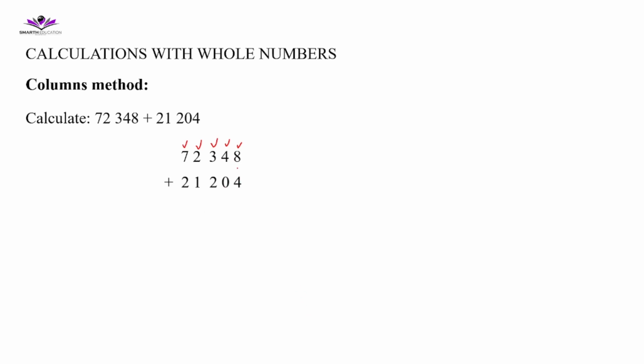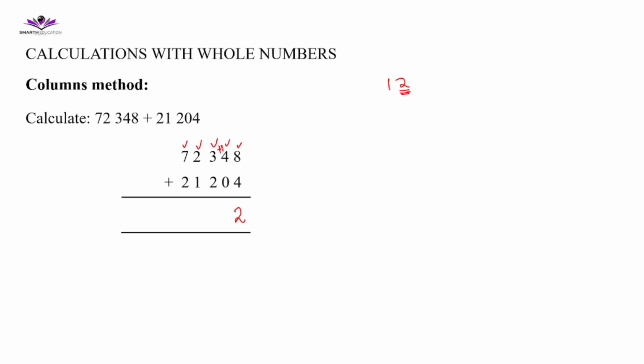Right, we add the ones, or the units. What are we going to get here? 8 plus 4 gives us 12. So 12 means we have 1 ten and 2 units. These are the 2 units. We write these 2 units here underneath the units, and then this 10 we carry over and write it with the other 10s here.